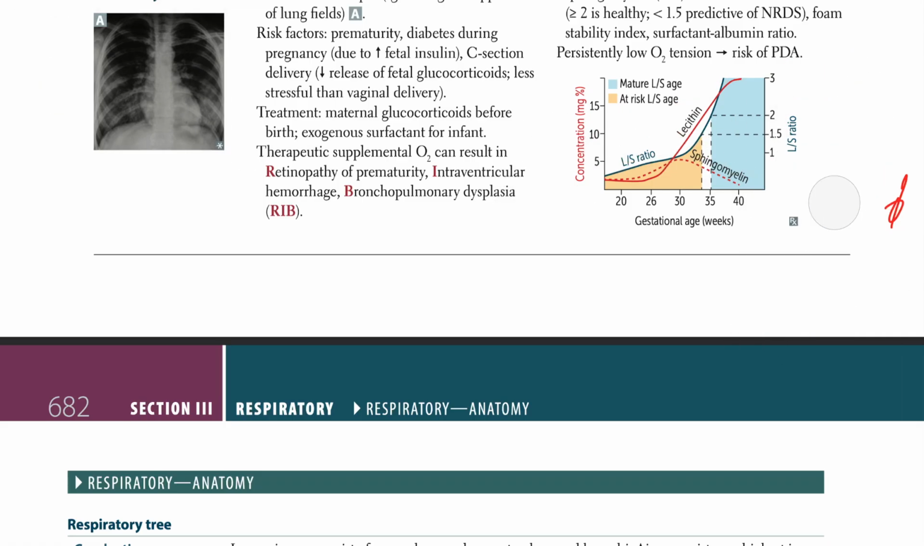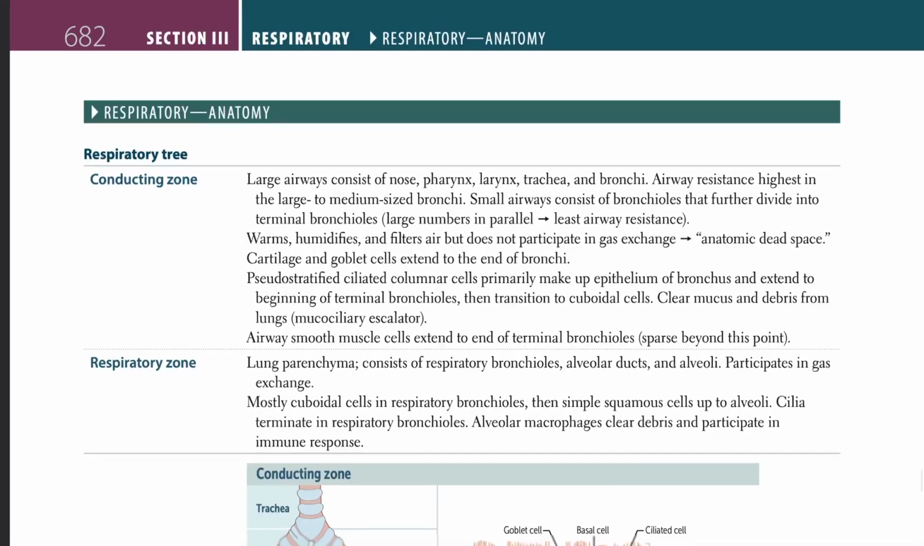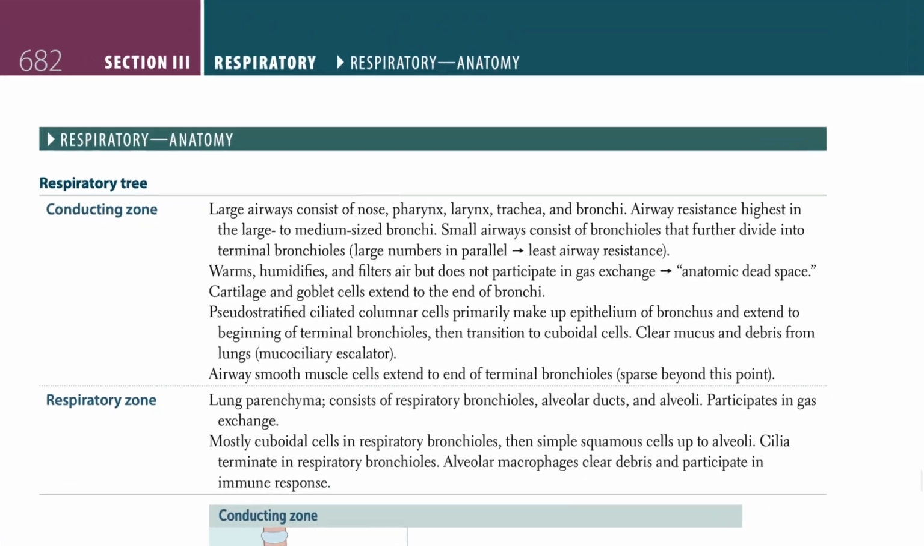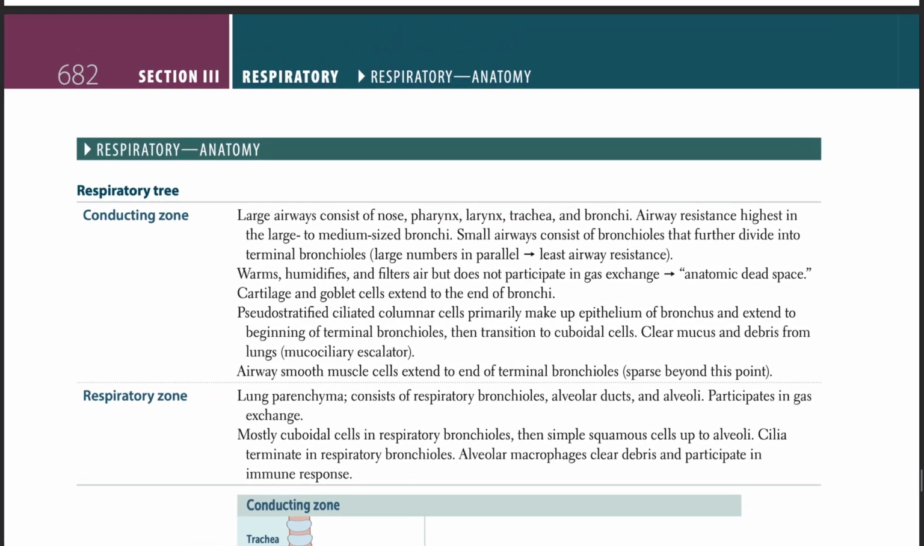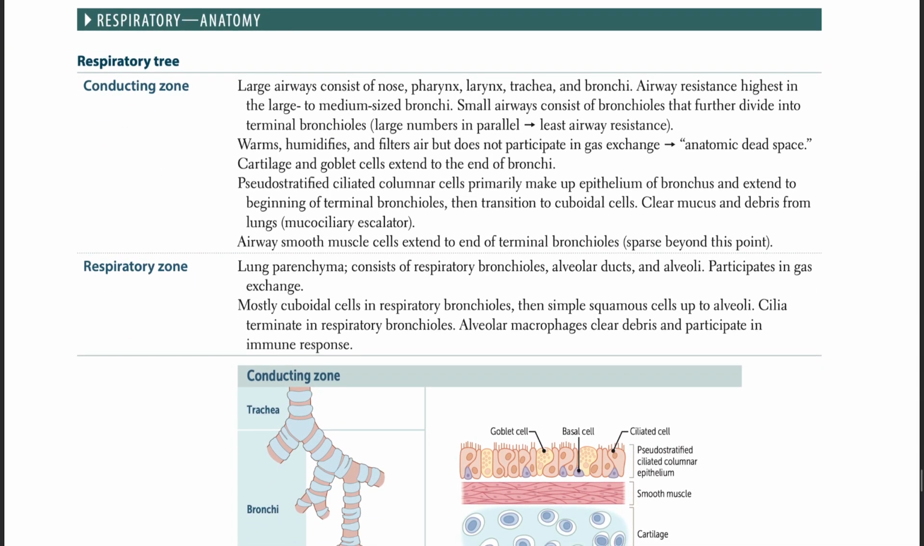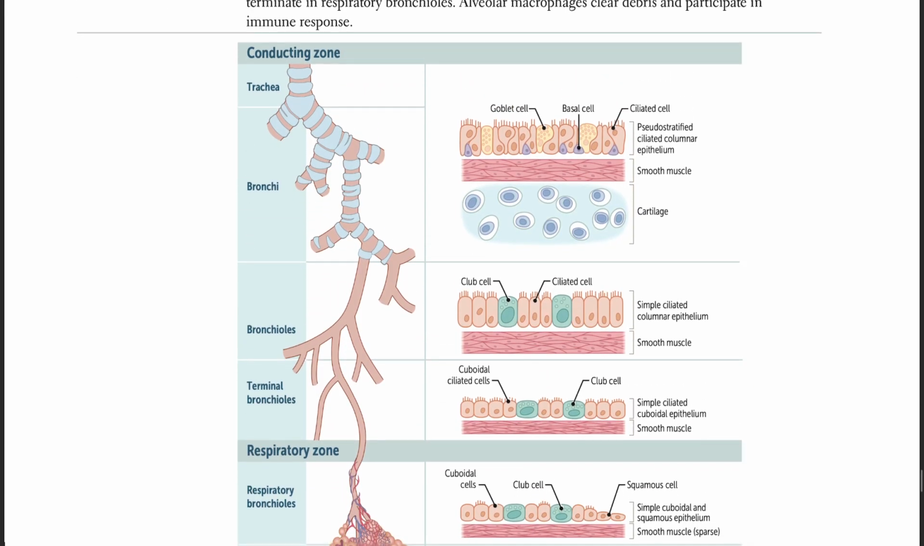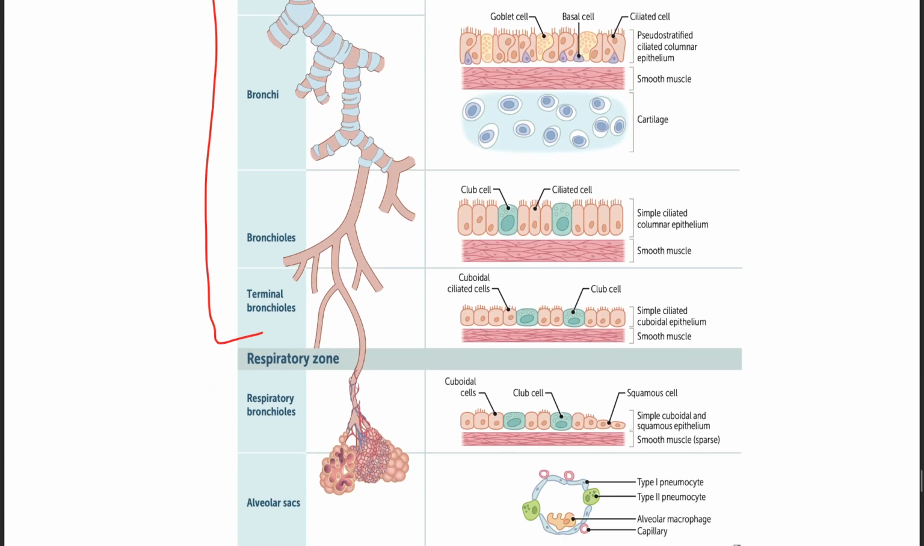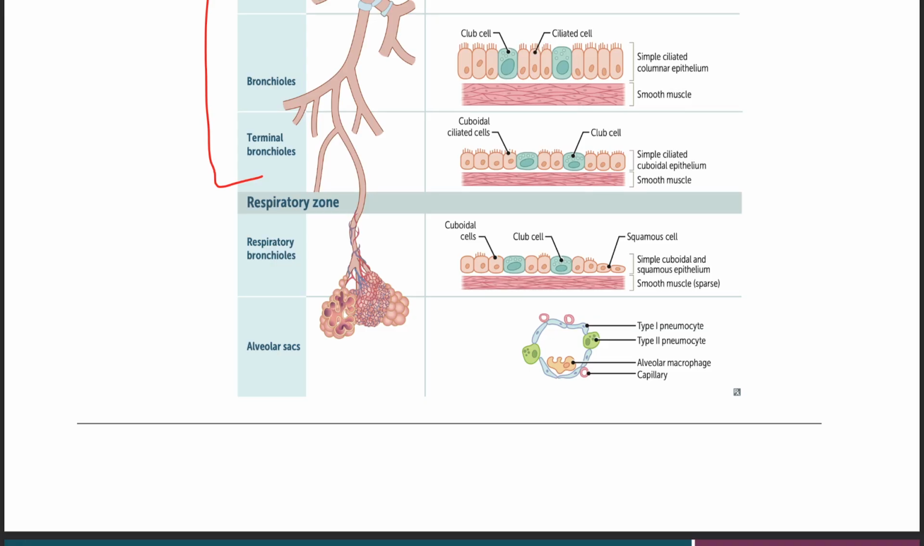And I guess that's all for the embryology. Now let's look at anatomy. Okay, let's see. Respiratory tree. We have the conducting zone and respiratory zone. If you look here in this image, you will see conducting zone is till the point of terminal bronchioles, and respiratory zone is till the point of alveolar sacs. So it only has two things: respiratory bronchiole and alveolar sac. So that's easy to remember.